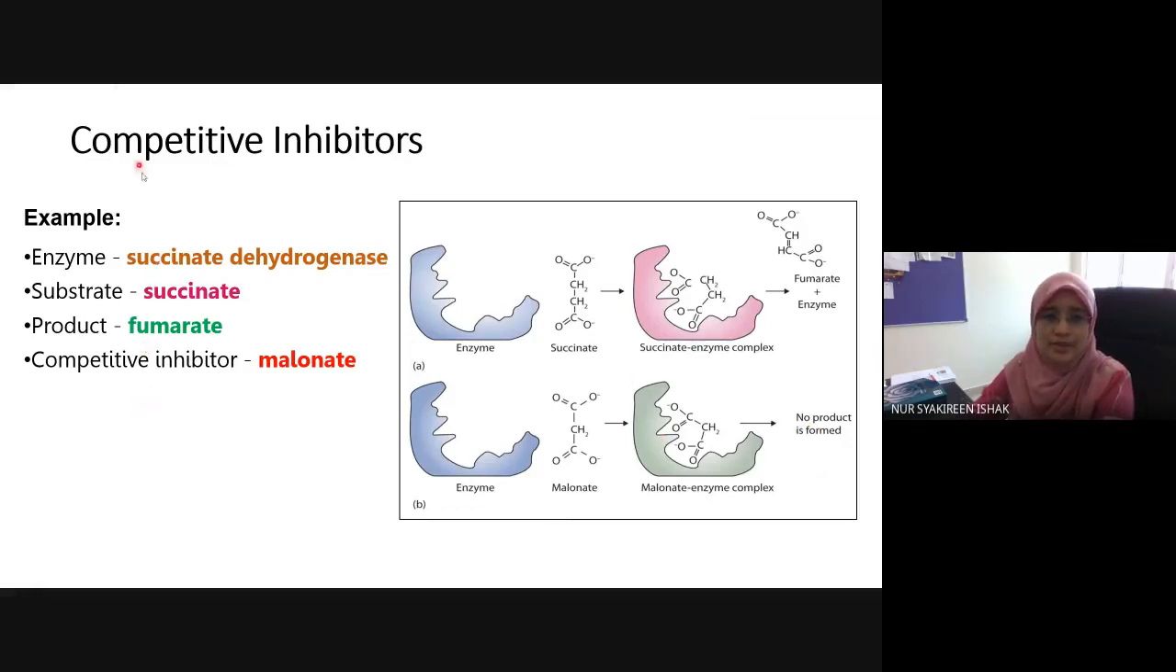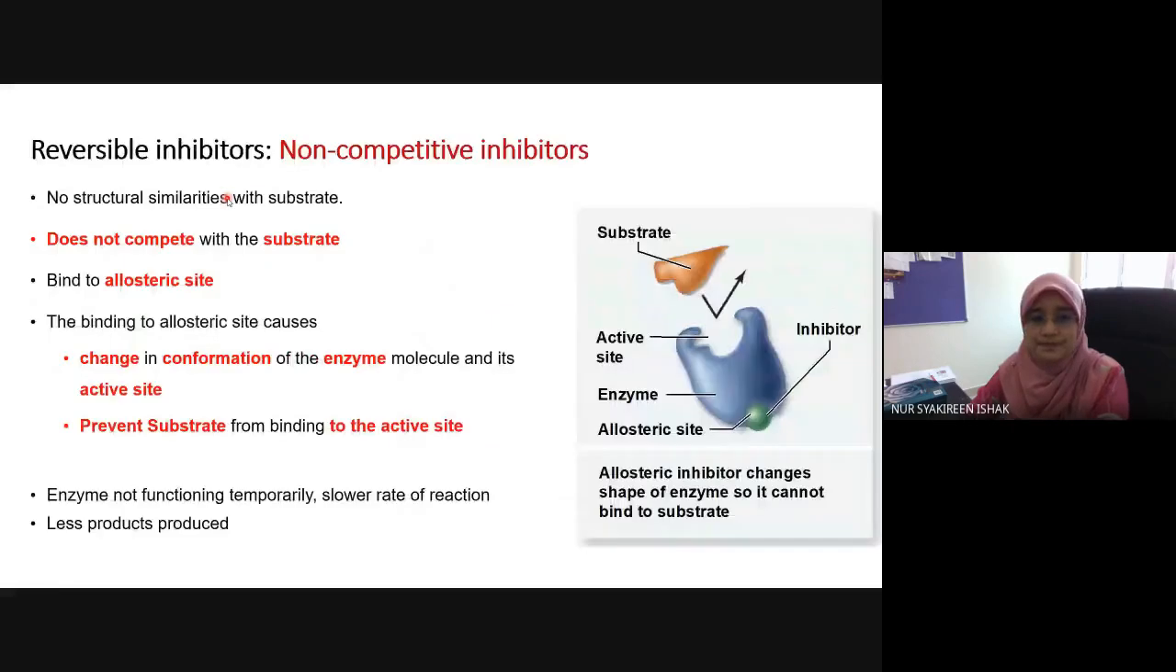So just remember, why do we call it competitive inhibitors? Because the inhibitor will compete with the substrate to bind to the active site, because they have similar structure. So how to overcome it? You have to increase the substrate concentration. Why? Because the more substrate you add, the higher the chance the substrate binds to the active site instead of the inhibitor binding to the active site.